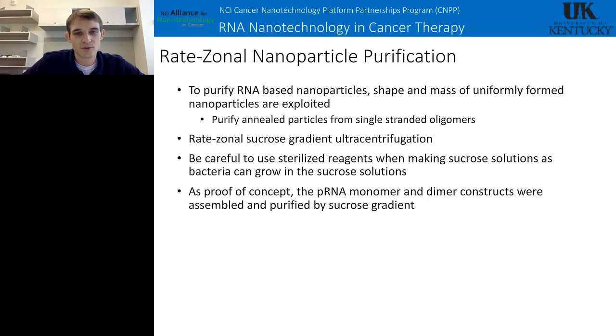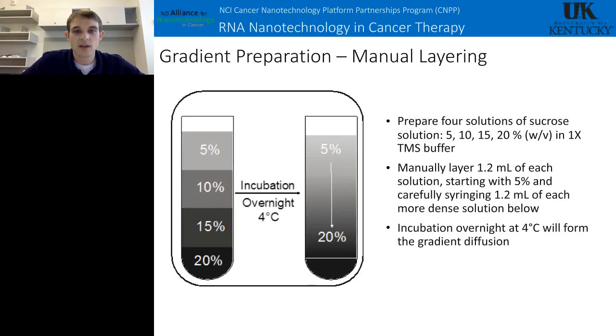Bacteria can grow in the sucrose solutions, so it's probably best to store your solutions at 4 degrees, or make them fresh each time, which would not hurt either. As a proof of concept, I'm going to show you some methods I developed to purify the pRNA monomer and dimer constructs. All right, so the first thing you need to do for the rate-zonal is a gradient preparation.